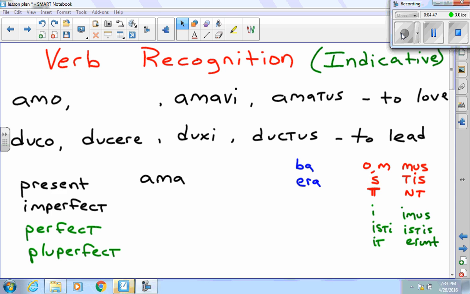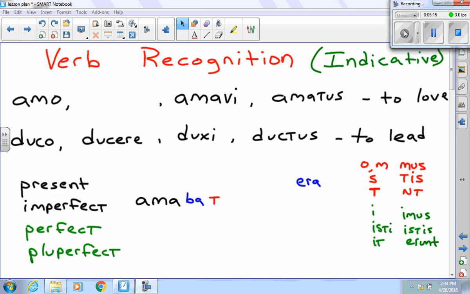Now, if I move it down here to the imperfect, I'm still using the same stem. Does it have a marker? Yes, it does. We're going to use BA here to create the imperfect, and then again, I'm going to add one of those personal endings. One of these red personal endings can be added to the present system to give it a different person. If it's an O or an M, it's first person, S second, T third, MUS first person plural, TIS second person plural, and NT third person plural.